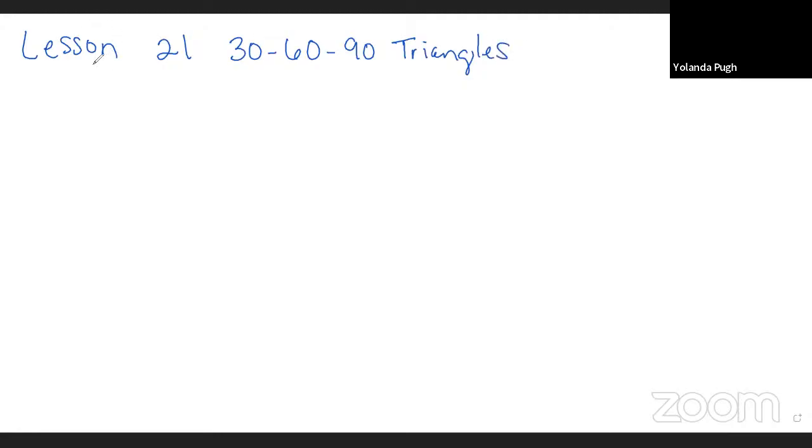Now, you may remember in our last lesson, we looked at the 45, 45, 90 triangle. This is a right triangle that is a right isosceles triangle, and that means that both of the sides are the same. And that means that we can understand the specific relationship between the triangle and the angles.